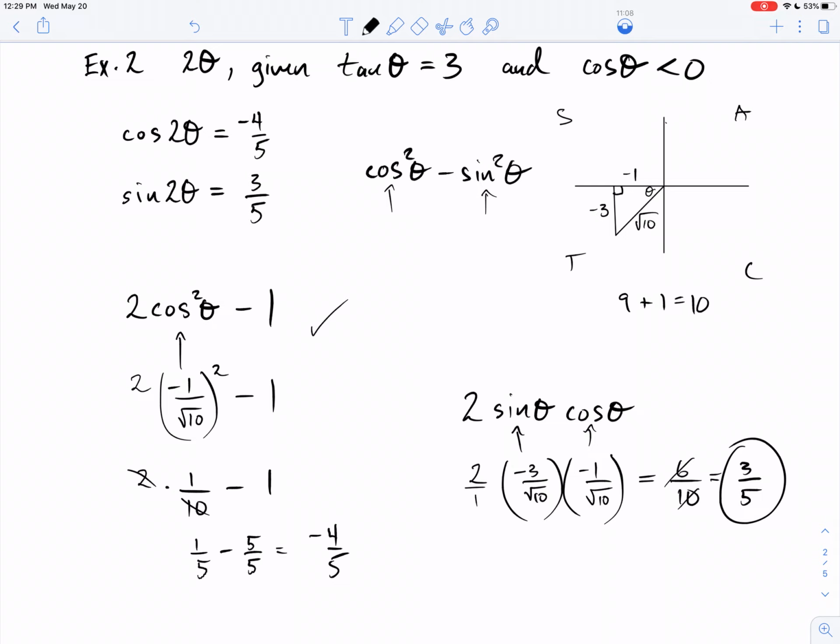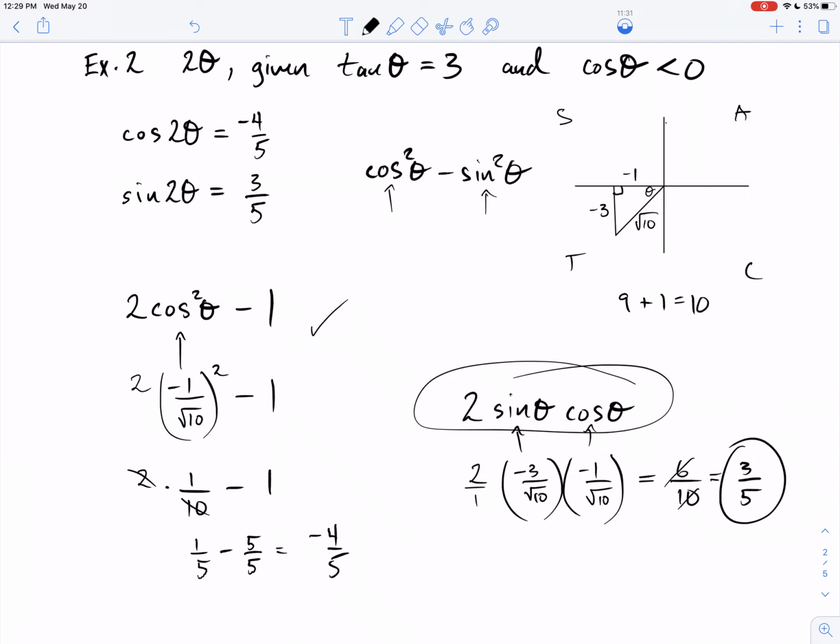All I'm doing is plugging stuff into the formulas, and I can use different formulas depending on what they're asking for, except for this one. And I get my answers. I get my results.